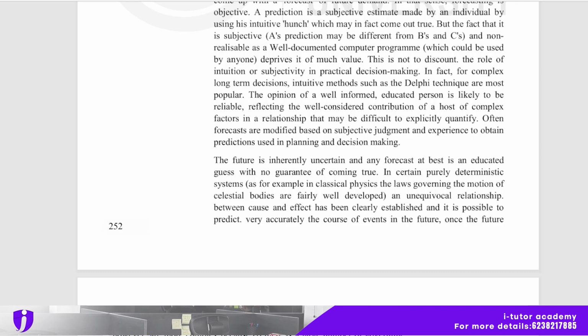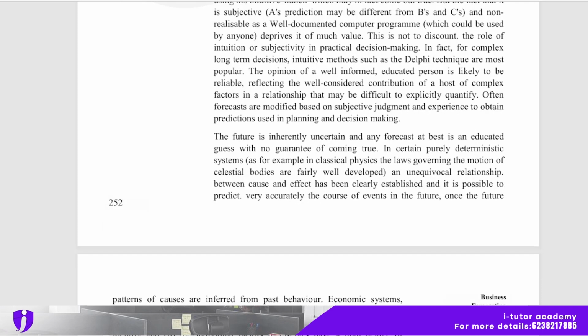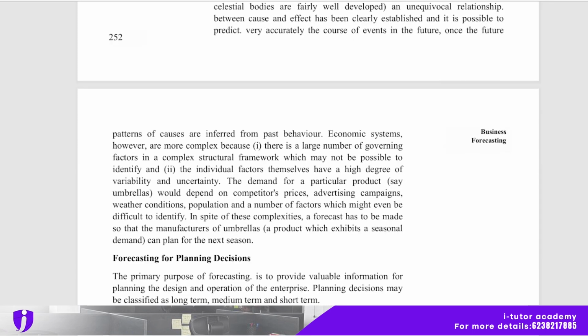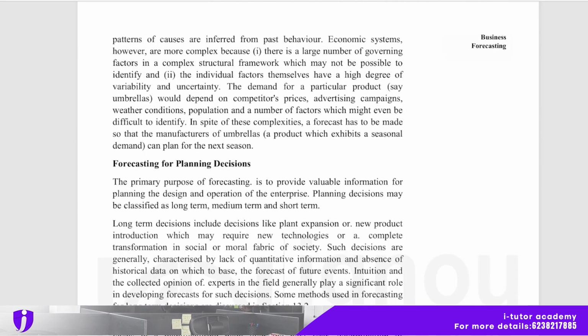In certain purely deterministic systems, an unequivocal relationship between cause and effect has been clearly established, and it is possible to predict very accurately the course of events in the future once the future pattern of causes is inferred from past behavior. Economic systems, however, are more complex because there is a large number of governing factors in the complex structural framework which may not be possible to identify, and the individual factors themselves have a high degree of variability and uncertainty. The demand for a particular product would depend on competitors, price, advertising campaign, weather condition, population, and a number of factors which might even be difficult to identify.